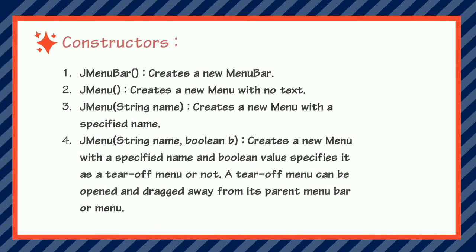Next, constructors of Swing menus. JMenuBar creates a menu bar. JMenu() creates a new menu with no text. JMenu(String name) creates a new menu with a specified name. JMenu(String name, boolean b) creates a new menu with a specified name and a boolean value. It specifies whether it is a tear-off menu or not. A tear-off menu can be opened and dragged away from its parent menu bar or menu.